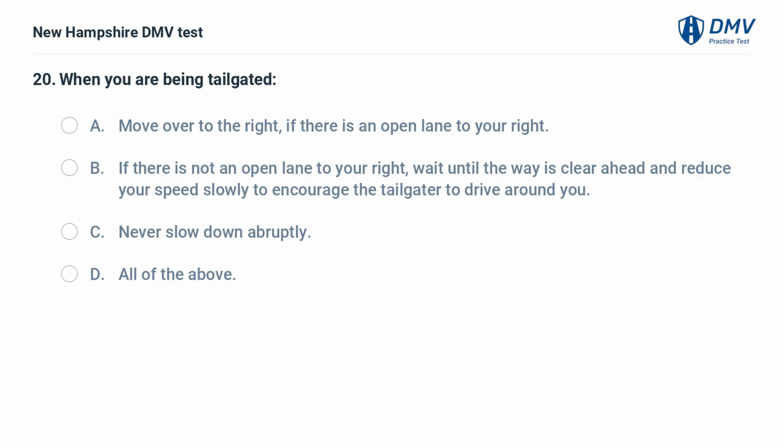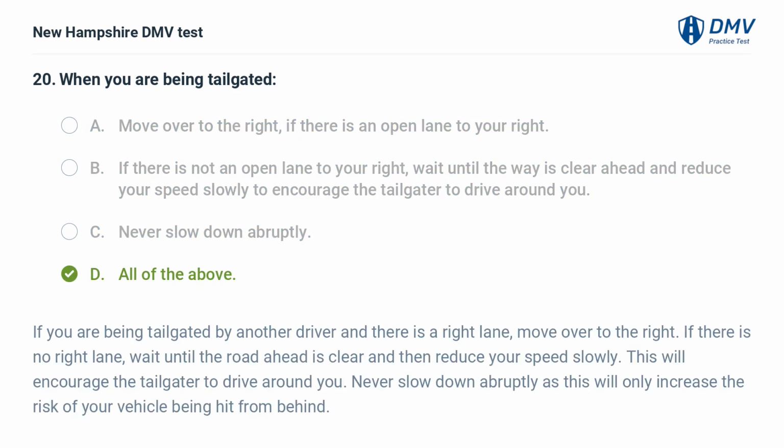When you are being tailgated. A. Move over to the right, if there is an open lane to your right. B. If there is not an open lane to your right, wait until the way is clear ahead and reduce your speed slowly to encourage the tailgater to drive around you. C. Never slow down abruptly. D. All of the above.